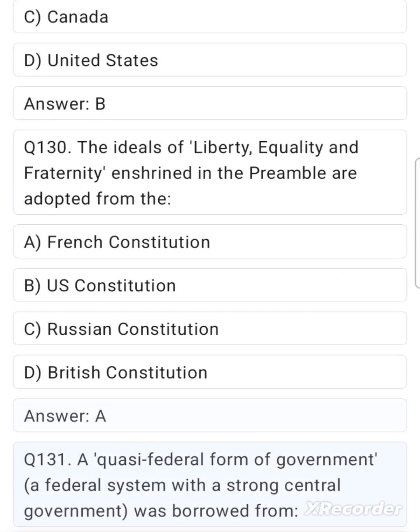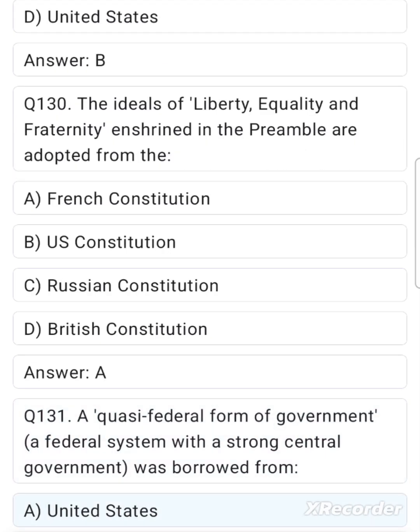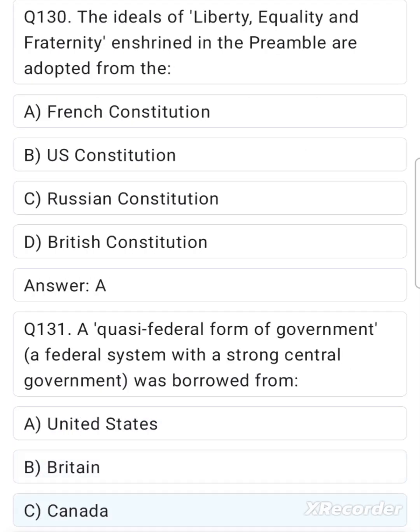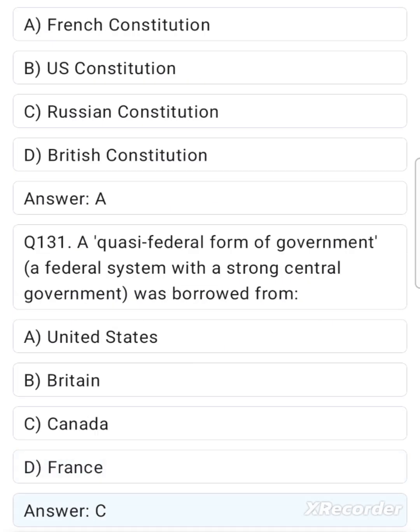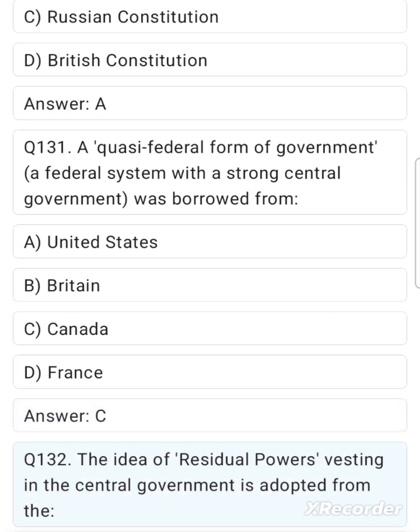Answer: A. Q 131. A quasi-federal form of government, a federal system with a strong central government, was borrowed from A. United States. B. Britain. C. Canada. D. France. Answer: C. Q 132.